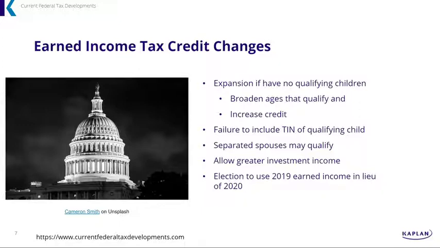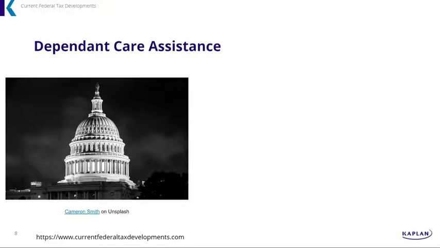And remember, whether you want to or not really depends because, for a while, more earned income helps you with the earned income tax credit, then it starts hurting you. So you've got to figure out which one's the better year based on your particular situation. Dependent care assistance gets a lot more generous unless you make too much money.